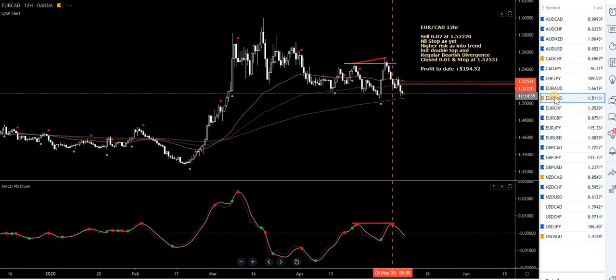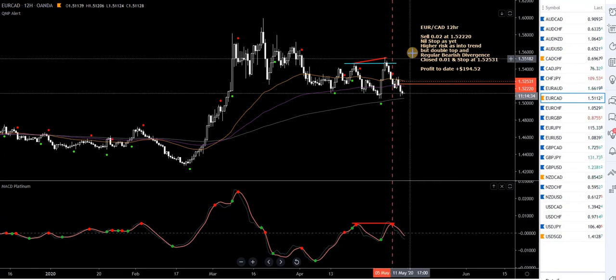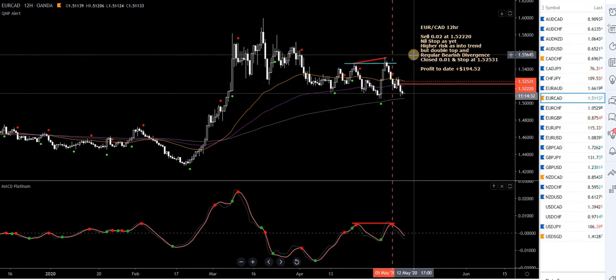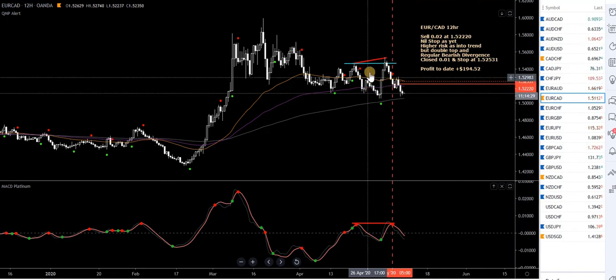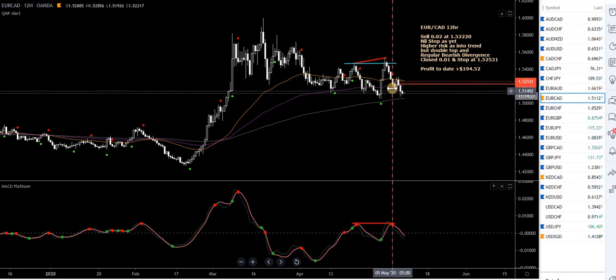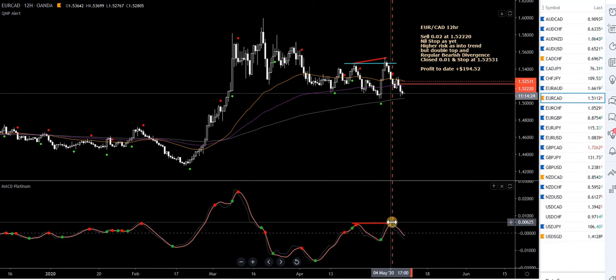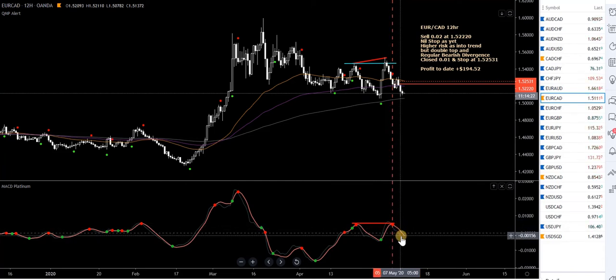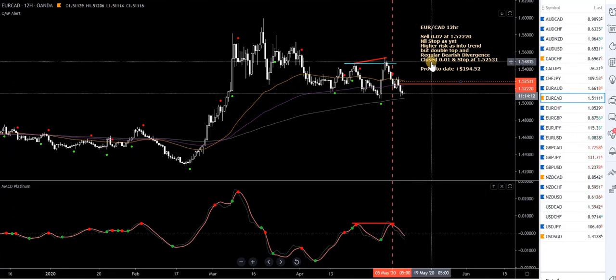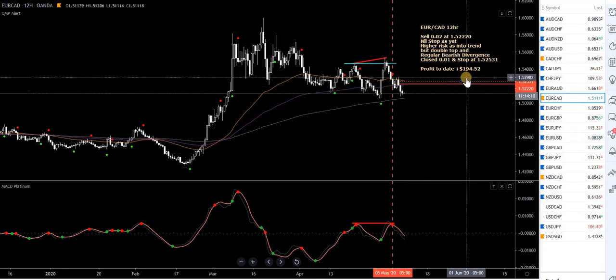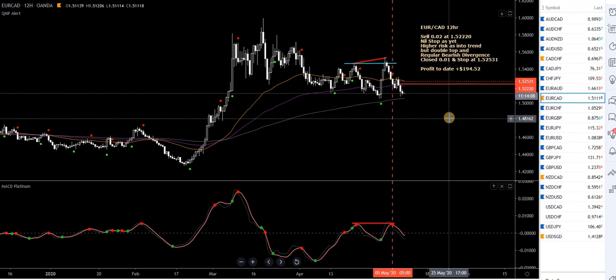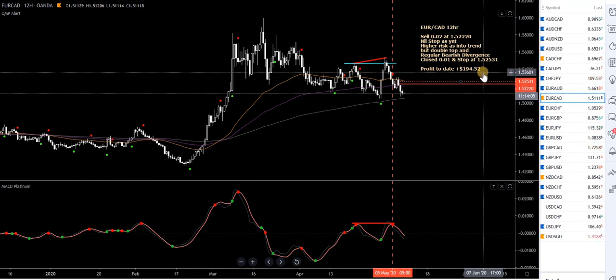Euro CAD, we're in a sell, nice and simple. It's a high risk trade against the trend, but I like this little double top and the regular bearish divergence on there. You can see how the MACD Platinum was above the 0 level. It's come down, and on that last bearish candle, the MACD Platinum's through the 0 level. So I've closed half and put a stop in place just above the entry level, and that gave me a profit of $11.44, which has been added to the total here.